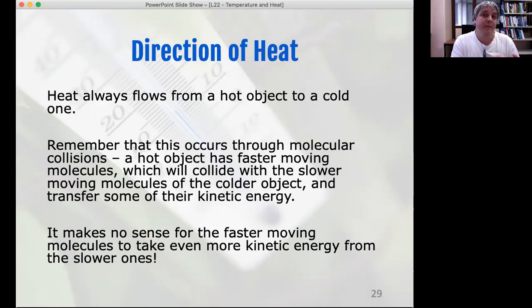If it's a cold one, remember that the temperature is all different. It's an average, so there might be a fast moving particle in the cold object and a slow moving particle in the hot object, and they might bounce, and the hot object might gain a tiny amount of energy from the cold one. But remember, there are so many of these collisions going on that the overall average is going to be overwhelmingly energy going from the hot one to the cold one.